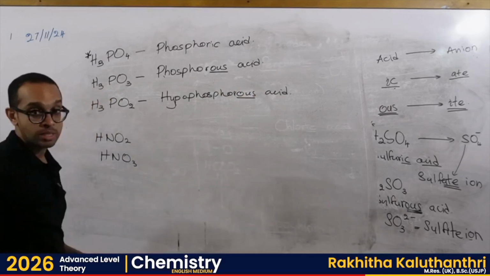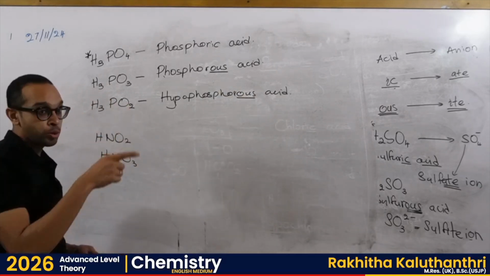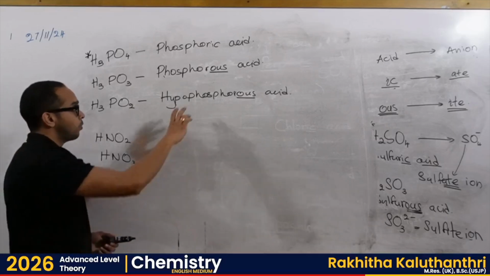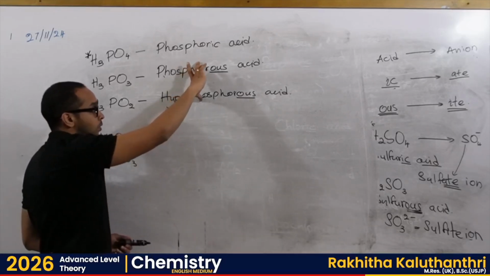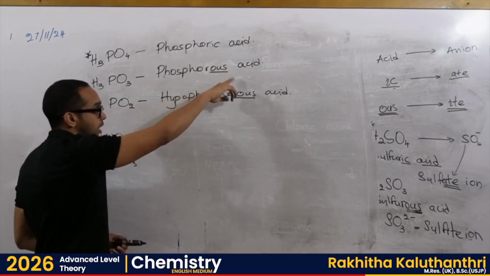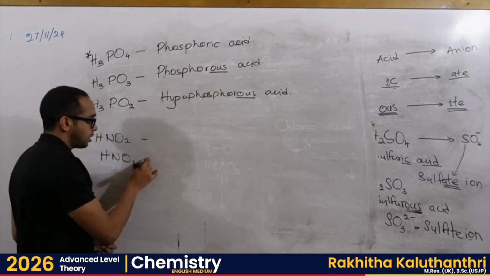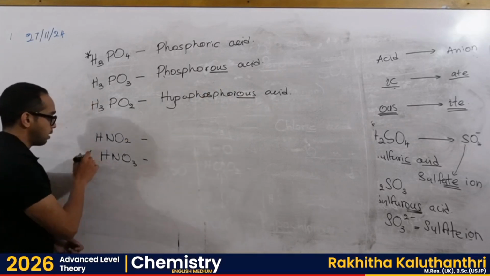This is an acid naming system. In the acid naming system, we use IC ending or OUS ending, right? For the ones that have the lowest number of oxygens, their names should end with OUS. Here now I have changed it up a bit. This was a reference point, right?